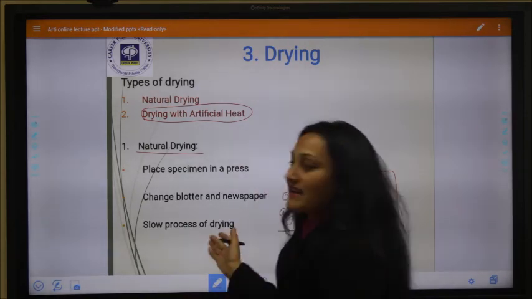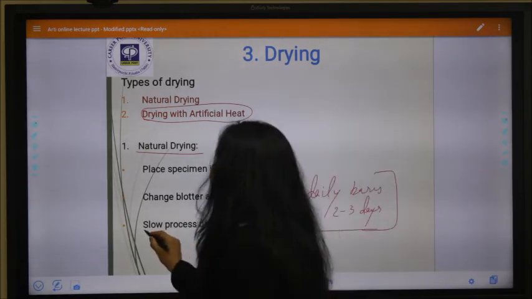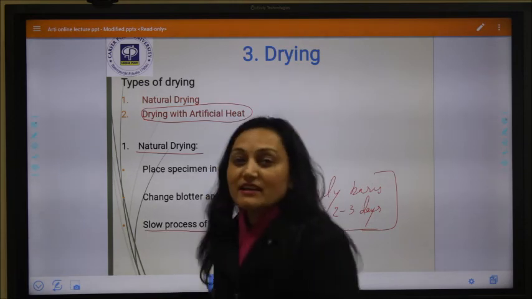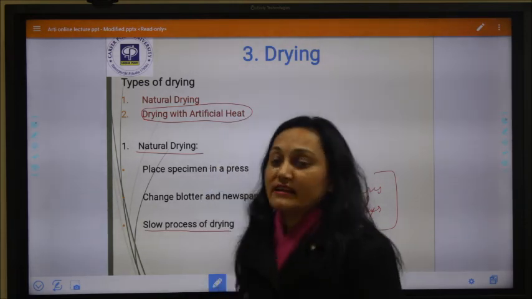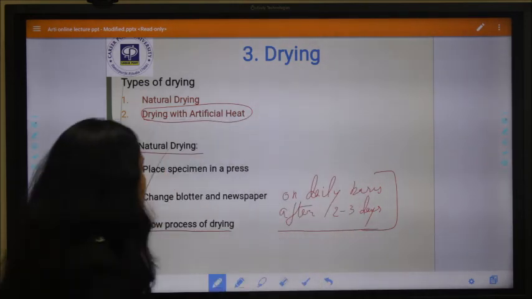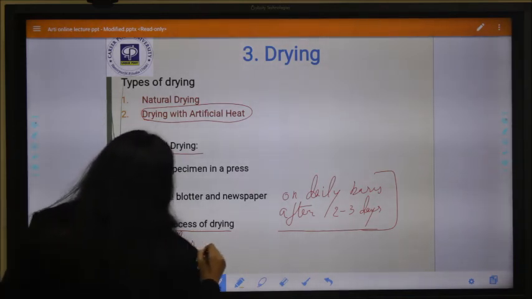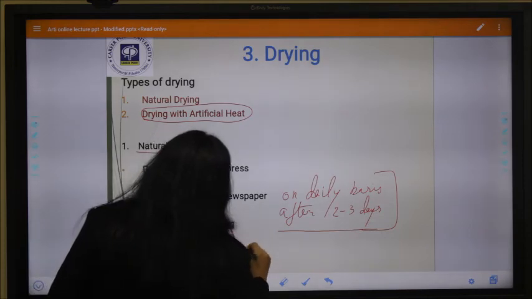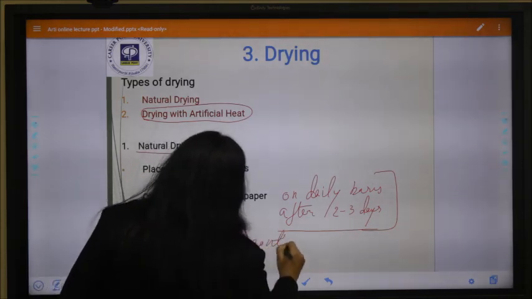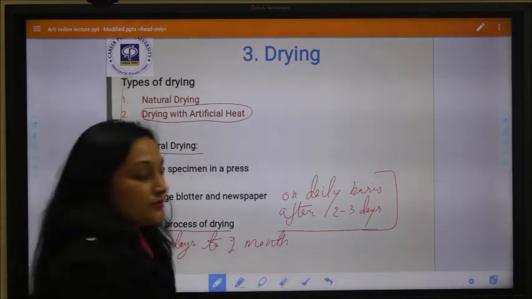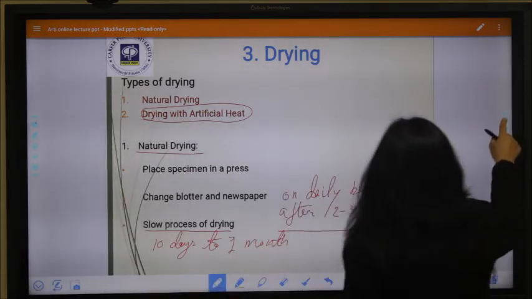This natural drying is a very slow process of drying. It takes about 10 days to 1 month for drying. So this is a very slow process.